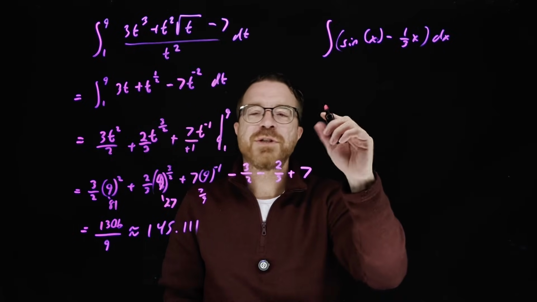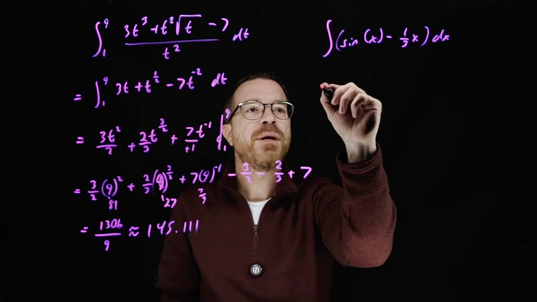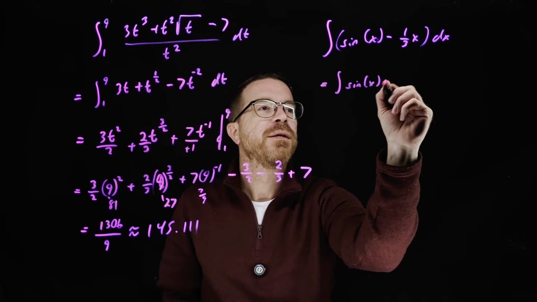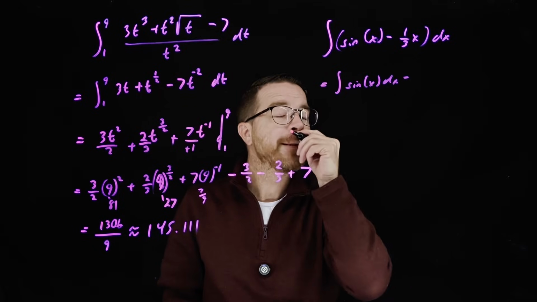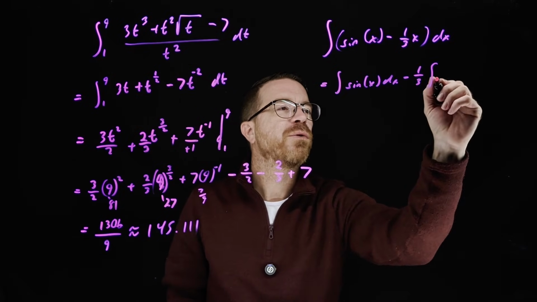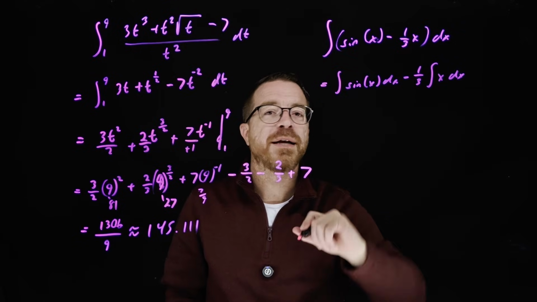For problem 14, we want to find the integral of sine of x minus 1/3 x dx. So first things first, I'm actually going to do all the steps for this one. This is going to be the integral of sine of x dx minus, now I'm going to pull this 1/3 out, so this is going to be 1/3 integral x dx.